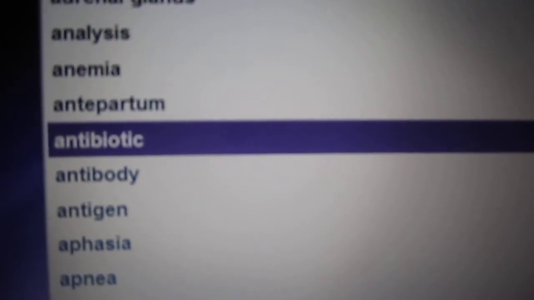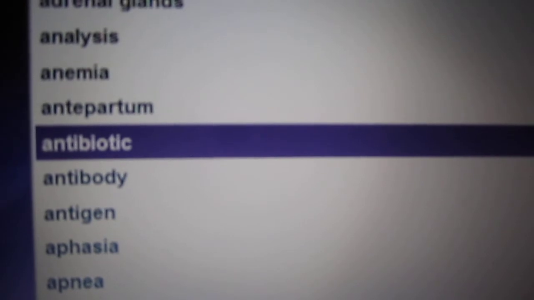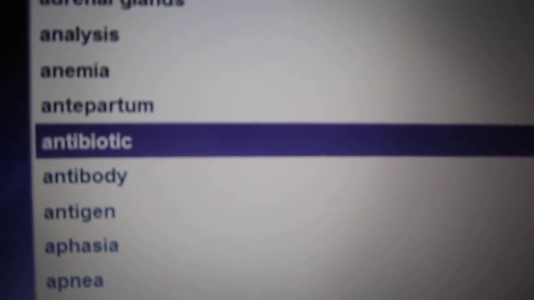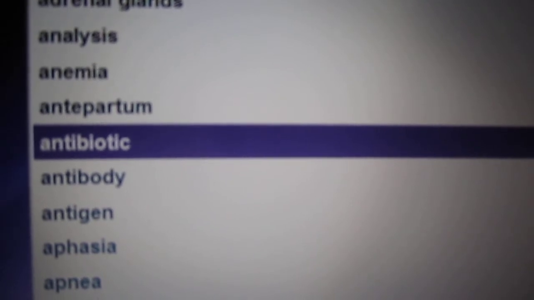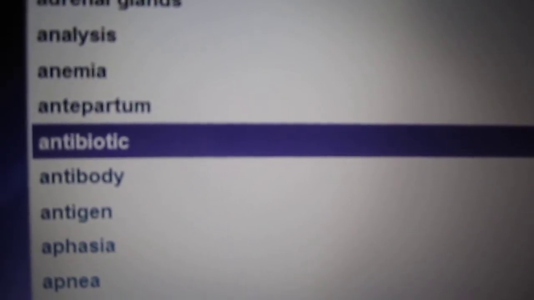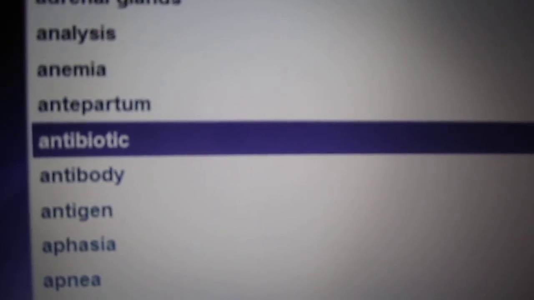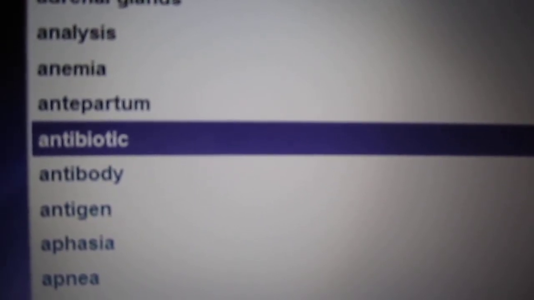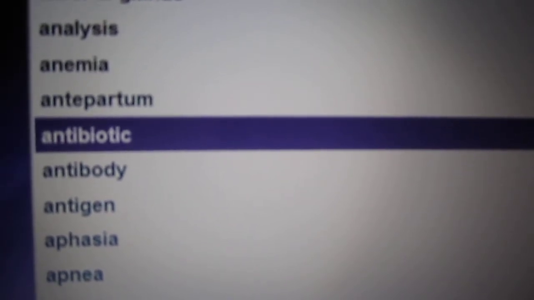Antibiotic. The prefix anti, A-N-T-I, means against. Bio means life. Tic means pertaining to. Antibiotic, then, literally means pertaining to against life. An antibiotic is a substance given to prevent the growth of bacteria and other microorganisms. Penicillin is an example of an antibiotic.